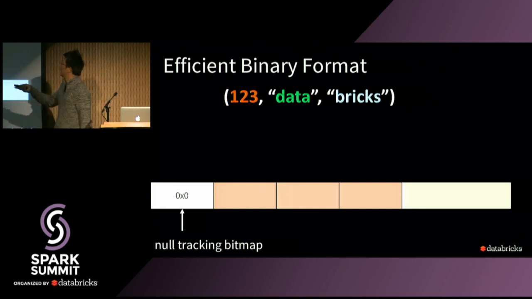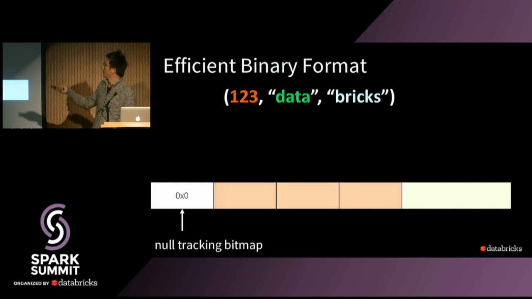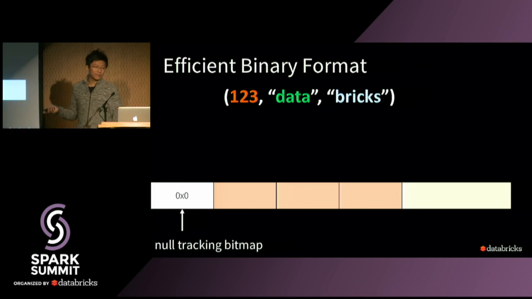In general, this format consists of 3 parts. First part, the null-tracking part, the null-bit part, and the second part is the address part to store the address where the data is stored, and the third part is the data part. So let's see an example. For this example, the record 123, Databricks, first we will store the information in the null-bit part. This is used to quickly tell if a column is null or not.